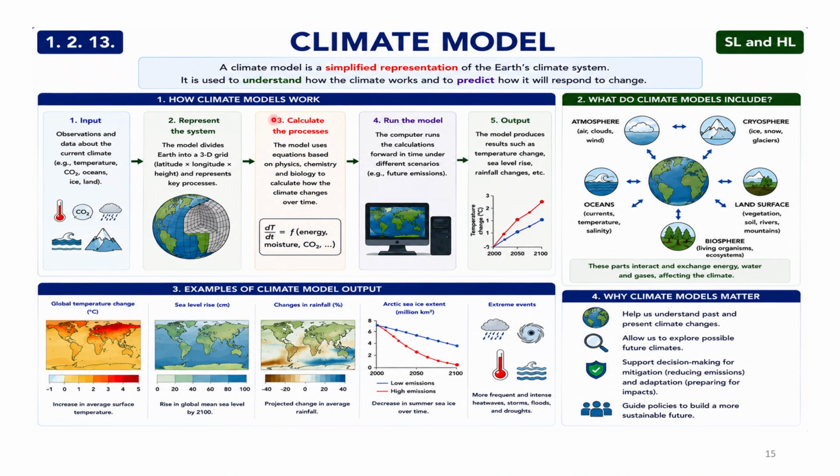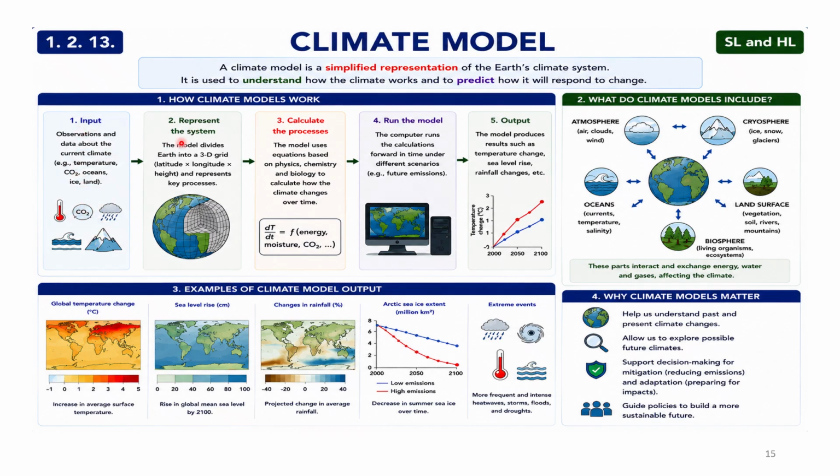Climate model, one of the most important computer models used in environmental systems. A climate model is a simplified representation of Earth's climate system that helps scientists understand climate processes and predict future changes. The process begins with input data, including temperature, atmospheric carbon dioxide, oceans, ice cover, and land conditions.